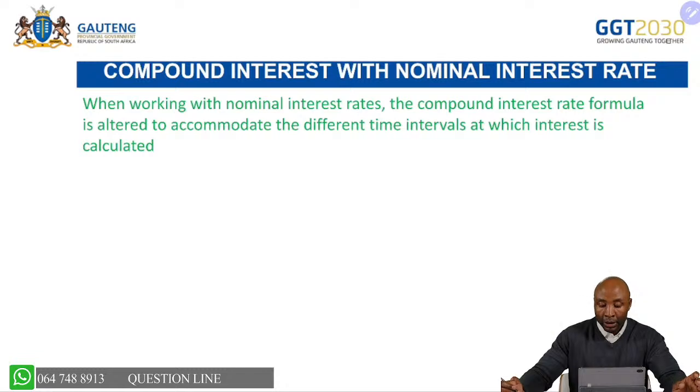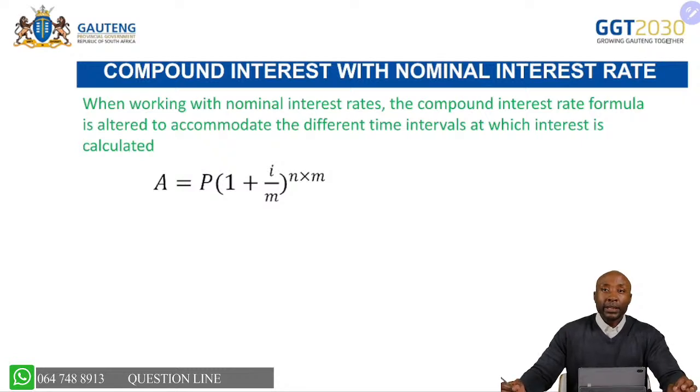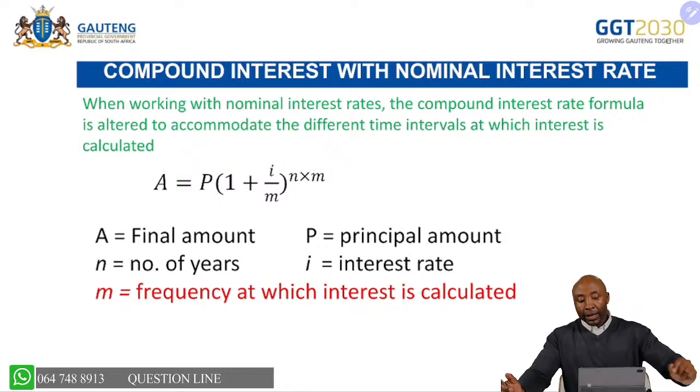Now, we are going to be working with nominal interest rates, and we are also going to change the compound interest formula a bit to accommodate the nominal interest and the changes in N and I that come with it. So you'll realize that the formula now becomes A is equal to P(1 plus I over M), and our exponent becomes N times M.